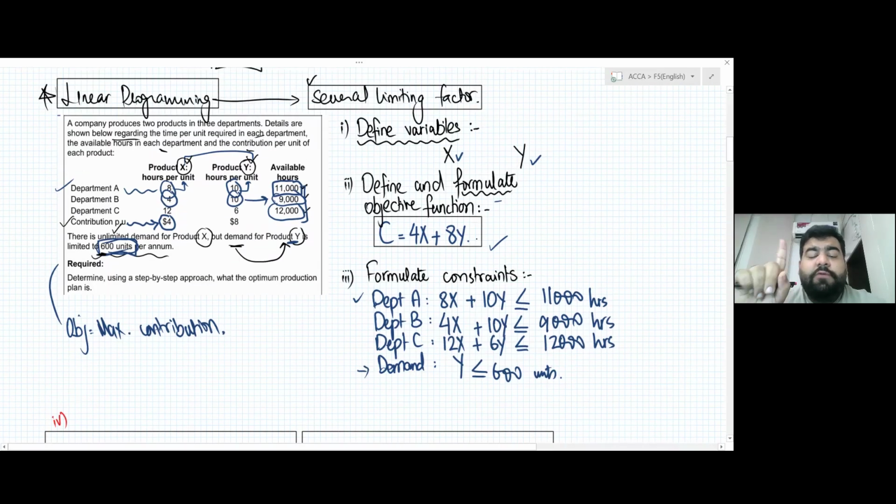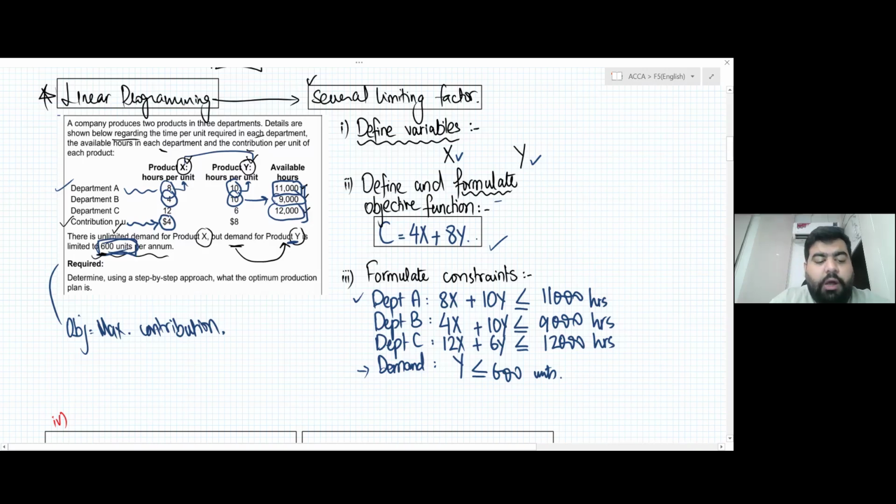So first step, define variables. Second step, define and formulate the objective function. Third step, formulate all the constraints. Sometimes it's 3 constraints, sometimes 4, sometimes 5. The constraints you are seeing in the question, you have to write every constraint. You have to make the formula of every situation, every constraint.